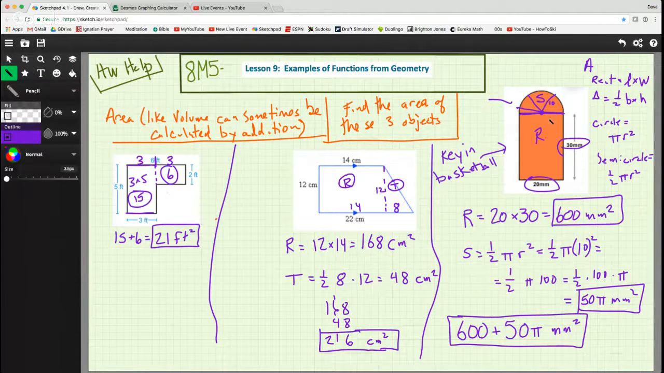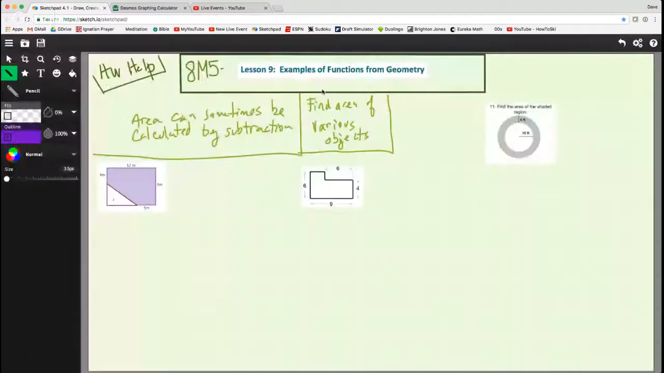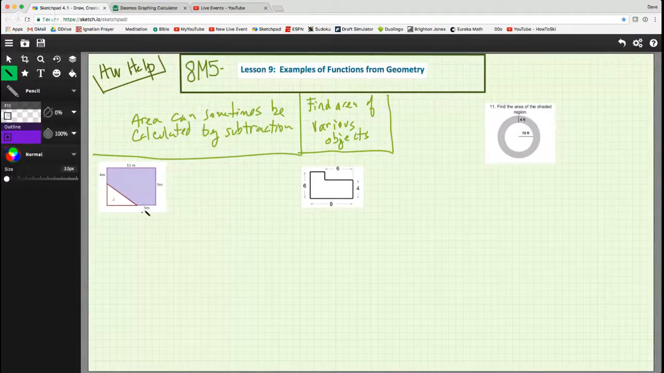Area can be added together. You've got to think about how you can break down the objects into objects that you know better. Okay, so now let's go on to the final piece. This says that area sometimes, when you break things down, you end up subtracting them rather than adding them together. This one here is subtraction. That one is clearly a subtraction problem. But this one can be done by subtraction or addition, and we'll look at that here in a second.